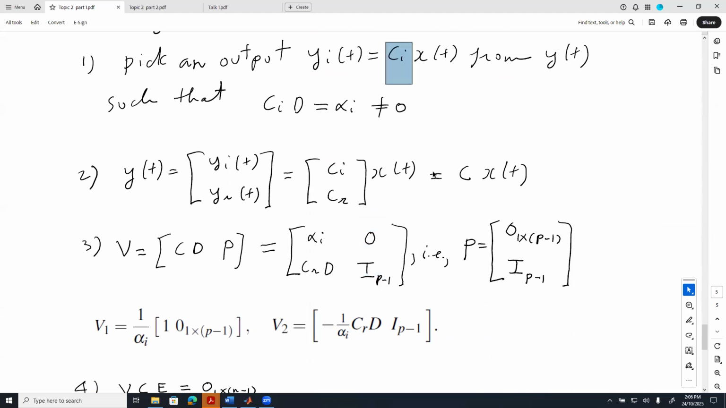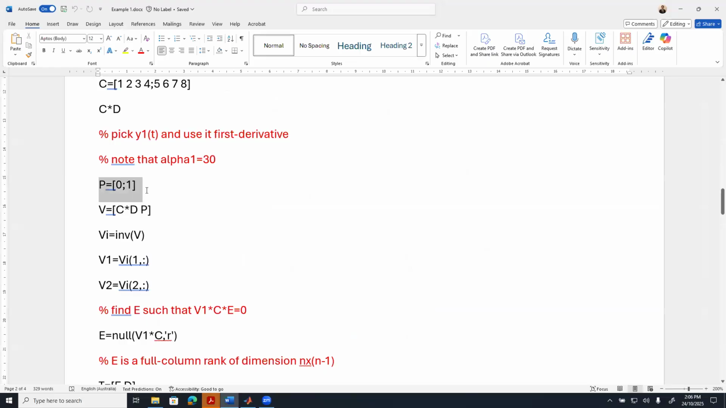C1 is the first row of the output matrix. So we pick P to be this form. Then because we have only P equal to 2, we pick it to be 0 and 1. It's important to note that it's a 0 in here. And so we obtain matrix V based on this definition. And of course, it's an invertible matrix. So we obtain V1 and V2.